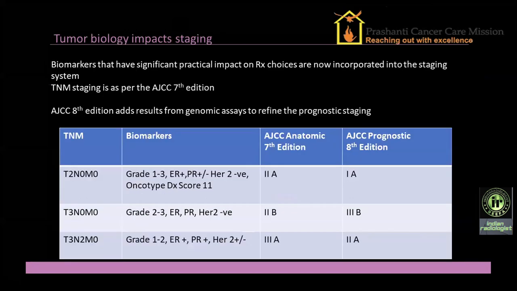Now, the impact from these biomarkers has been so significant in patient treatment and prognosis that they have now been included in the 8th edition of the AJCC tumor staging, known as the prognostic staging. So if you have a T2N0M0 tumor, according to the 7th edition of the AJCC, which was an anatomic TNM staging, this tumor would have been classified as 2A. But with an Oncotype DX score of 11, we can now downgrade this tumor to 1A.